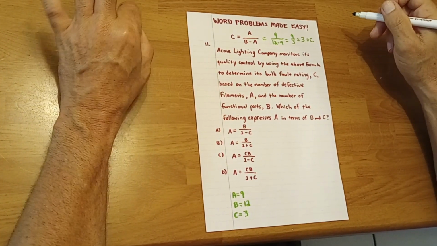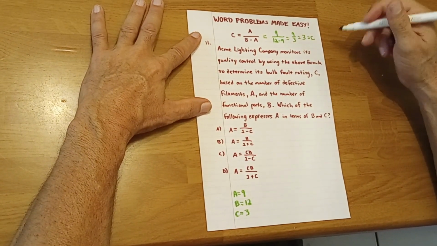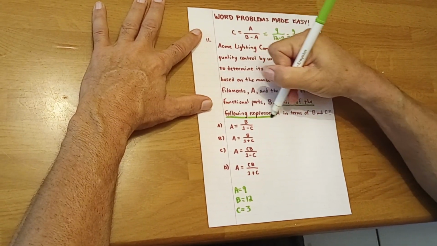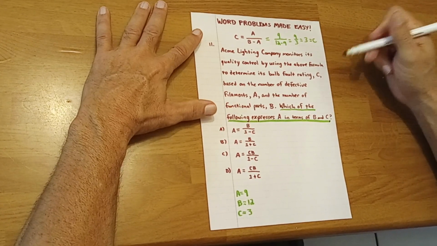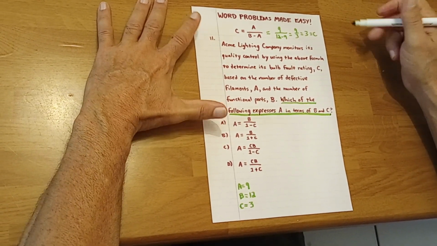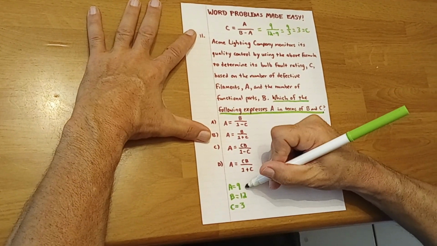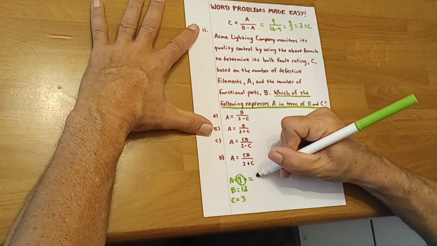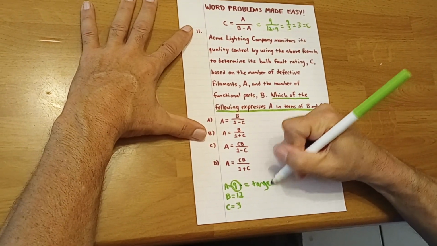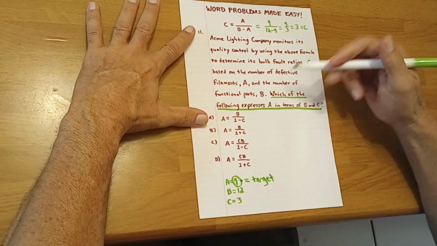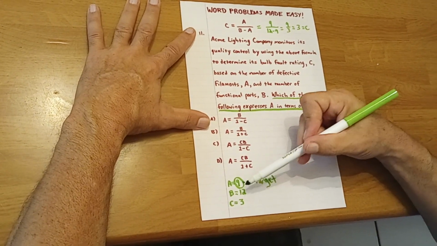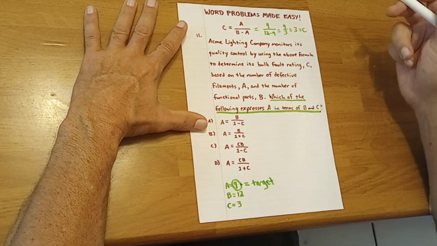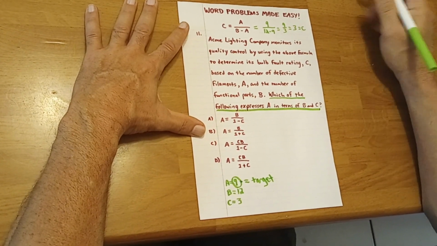Okay, now, what is the question? The question is, which of the following expresses A in terms of B and C? So we're looking for A as our target, right? And A is 9. So 9 is our target. I'm just going to circle that and write target. Okay, so now our job is quite easy. We plug in 9 for A, 12 for B, and 3 for C, and we see which one of these answers gives us our target of 9, right?